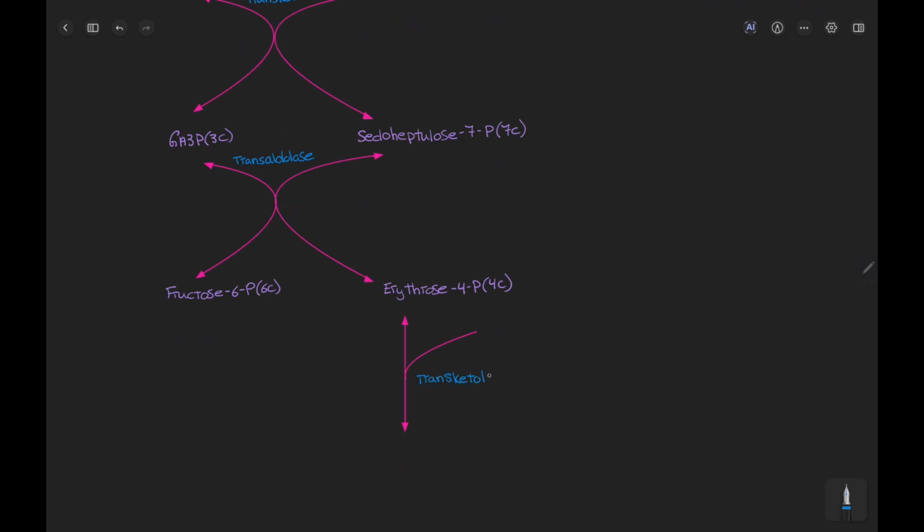With another transketolase and bringing in one of the xylulose 5-phosphates with that erythrose 4-phosphate, we get glyceraldehyde 3-phosphate and fructose 6-phosphate, which again can both enter glycolysis. The transketolase will again need its support TPP, and here it's the xylulose donating those 2 carbons to the erythrose 4-phosphate, forming glyceraldehyde 3-phosphate and the fructose 6-phosphate.